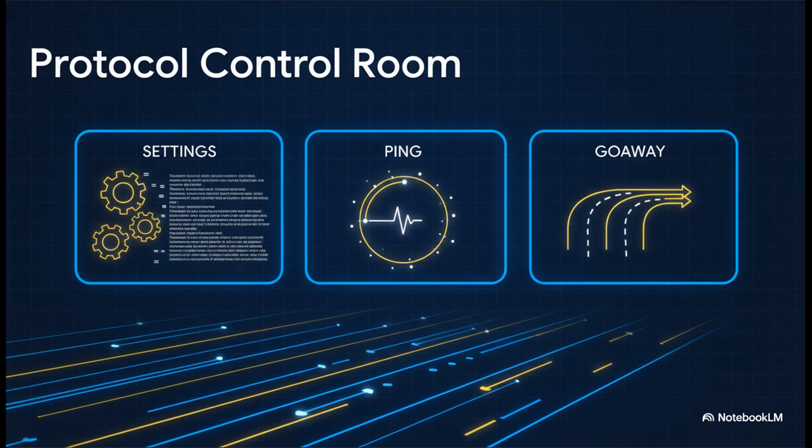And once ALPN establishes those base rules, it hands everything off to what I like to call a robust control room of frames. We've got the settings frame for exchanging startup parameters like your maximum concurrent streams. We've got the ping frame, which acts as a protocol layer heartbeat to measure latency and test connection health, which is way more reliable than basic TCP keep-alives, by the way. And finally, the go-away frame, which kicks off a graceful shutdown. It stops new streams, but safely lets the active ones finish up without just abruptly killing the connection.